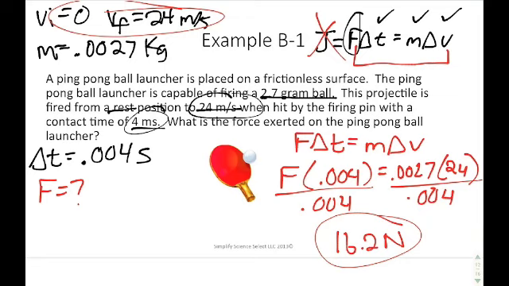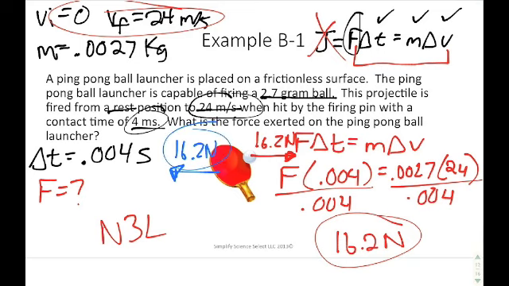Just to let you know, knowing Newton's third law, this says what force is exerted on the ping pong ball is 16.2 newtons. What force is exerted on the ping pong ball launcher? Remember, Newton's third law says for every force there's an equal and opposite force. So if the ping pong ball is exerted at 16.2 newtons this way, what we have to say is the force on the ping pong ball launcher is 16.2 newtons in the opposite direction. So really it should be 16.2 newtons backward, or you can say negative, or you can say left, but it's got to have some sort of indication that it's in the opposite direction.